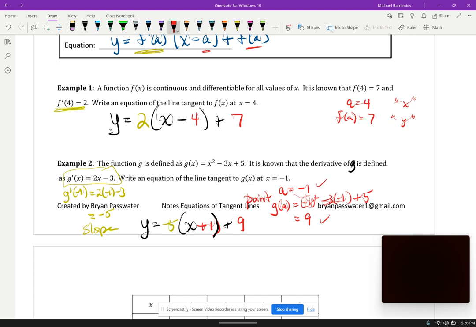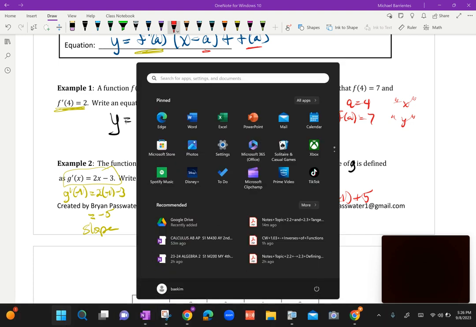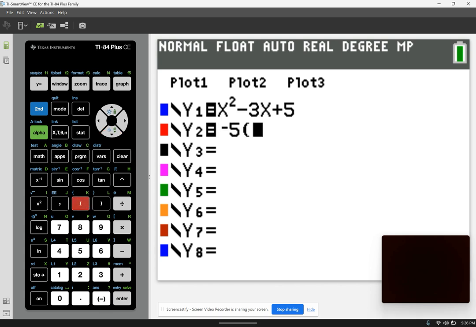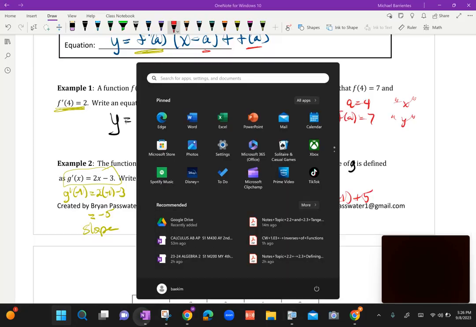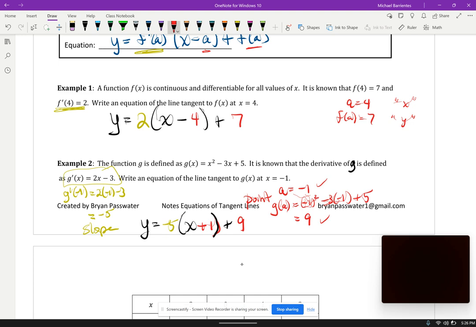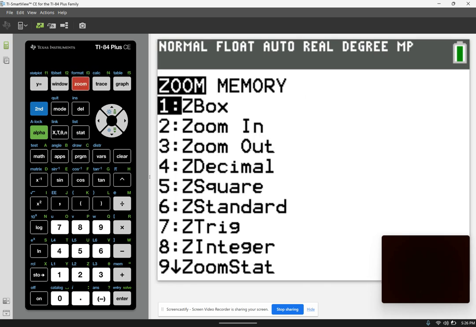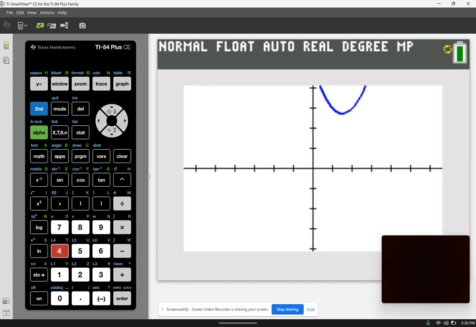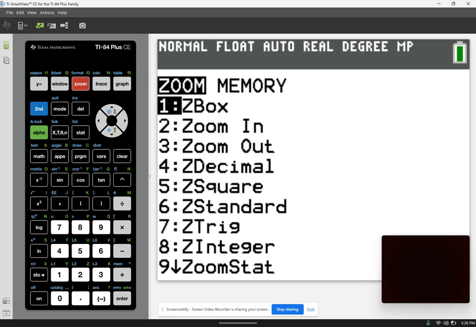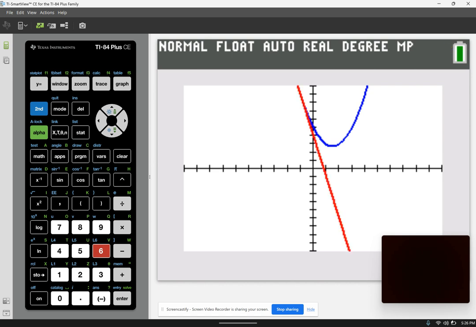That's a parabola. That's a quadratic equation, so that's going to create a parabola. And then my tangent line equation is negative 5 times the quantity of x plus 1 plus 9. All right. So I have both of my equations there. Y1 is going to draw the original graph. Y2 is going to draw the tangent line that barely touches the original graph at negative 1. I'm going to do a zoom 4. There's the original. Oh, I shouldn't have done that. So let's do a zoom 6. There's the graph. There's the tangent line.